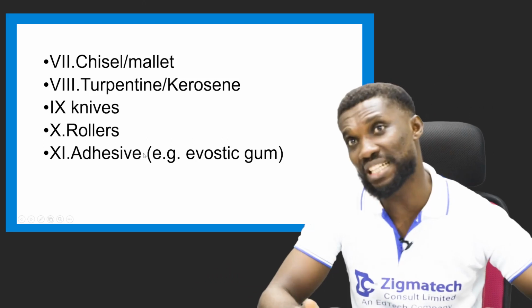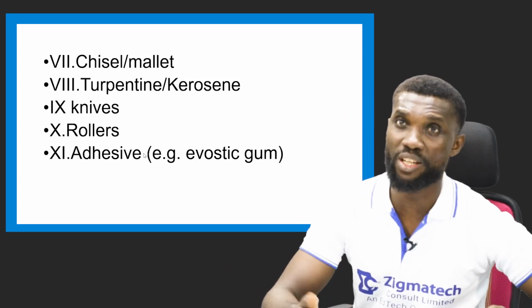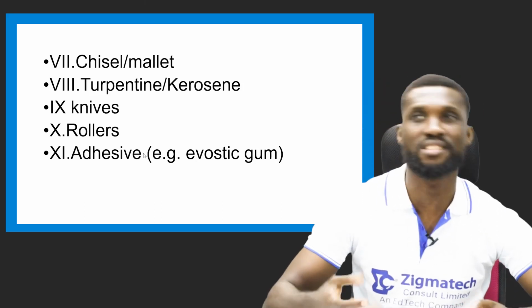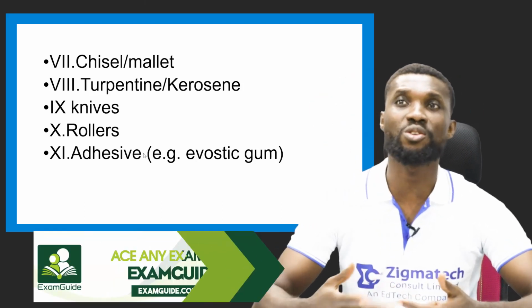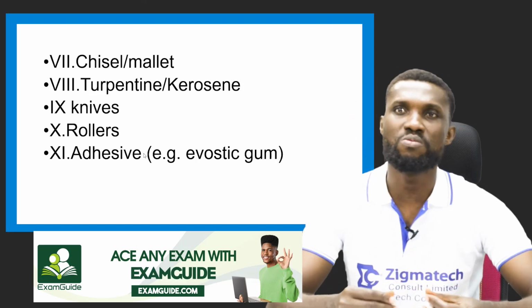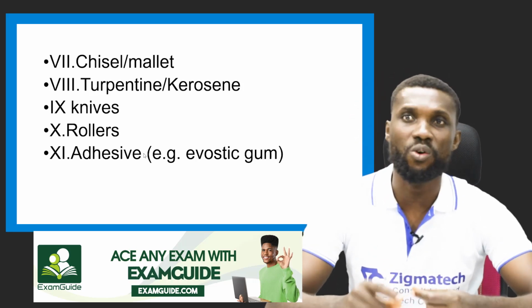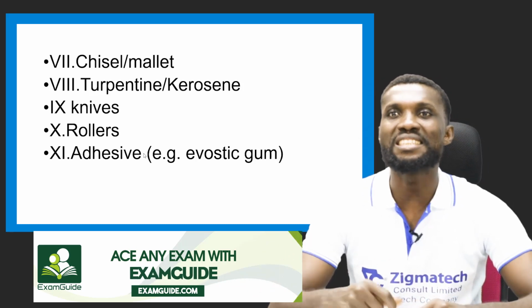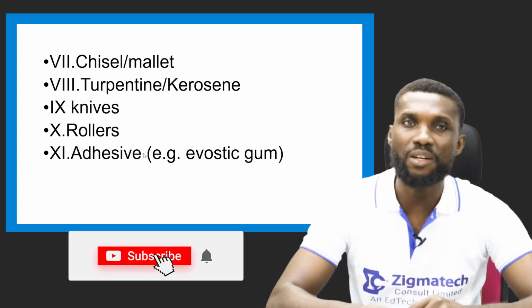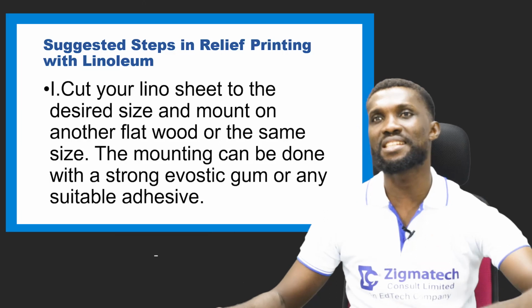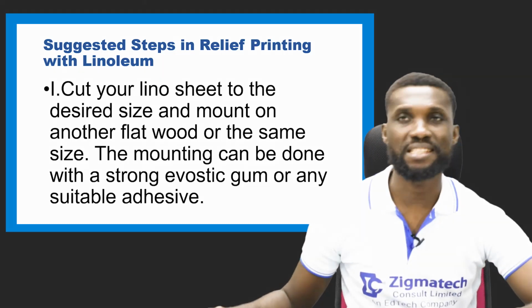Now we also need a chisel and mallet, depending on the object you're working on. Then we need turpentine or kerosene. Now the kerosene is a chemical, a solvent that we use to wash out excessive ink or to dissolve inks or color. Now the next one we'll talk about is the knife, and then we'll have the roller, and then we'll have the adhesive, which is your Evostik gum. So these are the materials you need in print making.